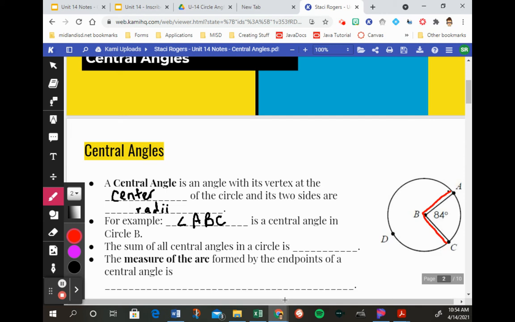The sum of the central angles in a circle is 360 degrees. The measure of the arc formed by the endpoints of a central angle is equal to the degree measure of the central angle.